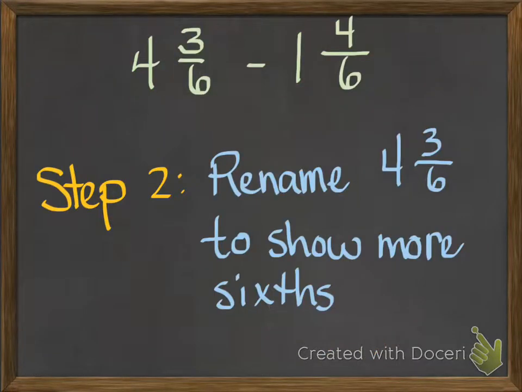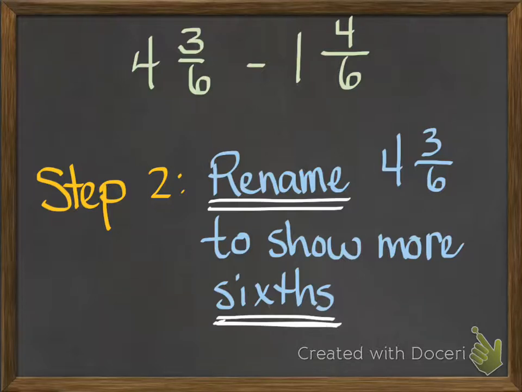Okay? So now I've got 4 and 3/6 minus 1 and 4/6. We're going to do something that's called renaming. We're going to rename 4 and 3/6 to show more sixths. The amount of something doesn't change. If it was pizza, it wouldn't change the amount. It's just adding more sixths and changing the amount of sixths that I'm showing. Okay? And I'll show you how we're going to do that.